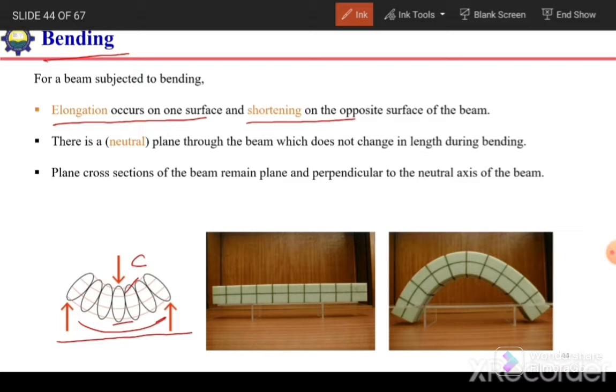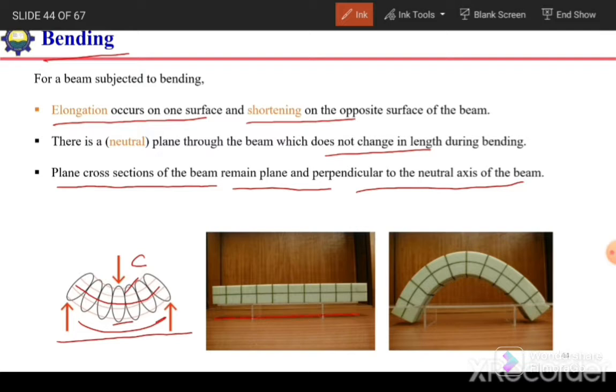But there is a plane at the center which is unchanged. So that plane is termed as neutral plane or neutral axis. So in case of bending of a beam, the plane sections remain plane and perpendicular to the neutral axis. So we can demonstrate this with the help of a model.